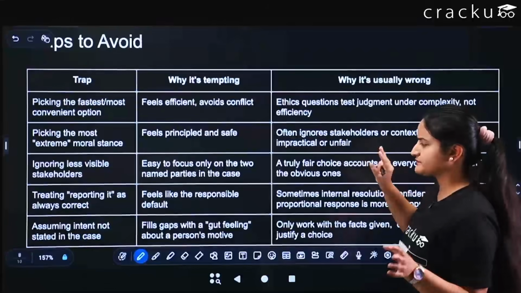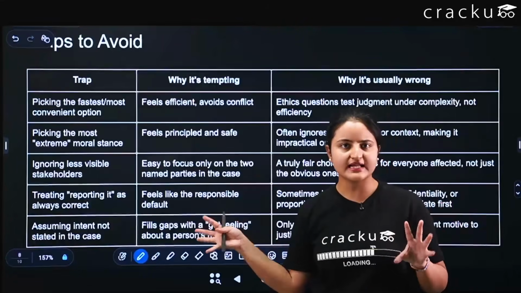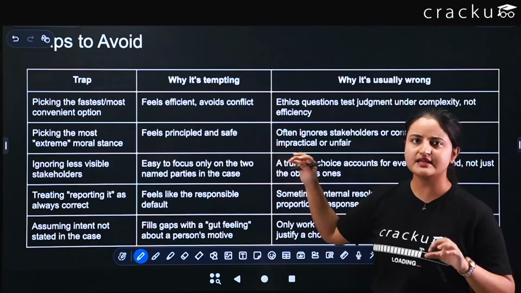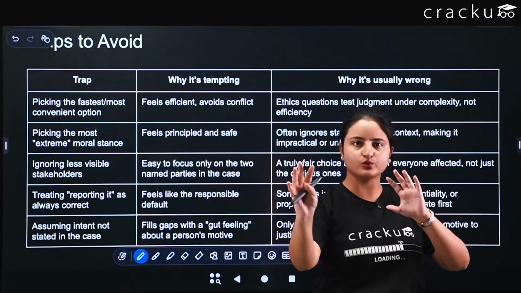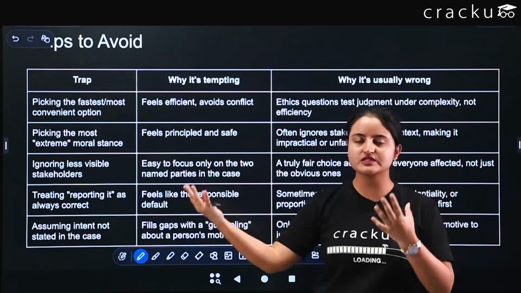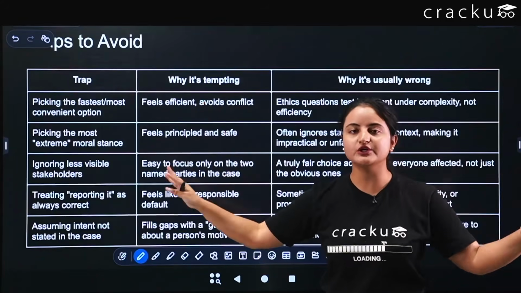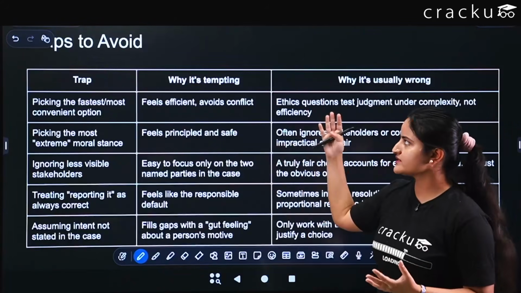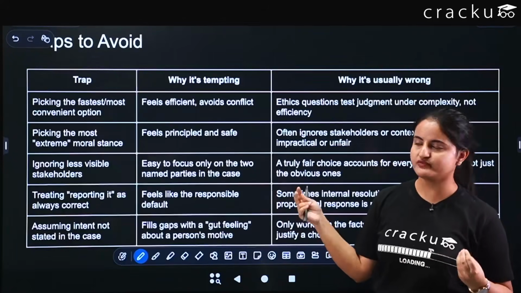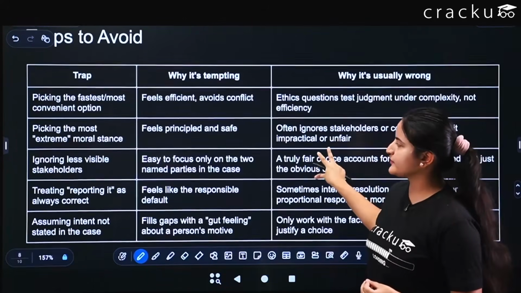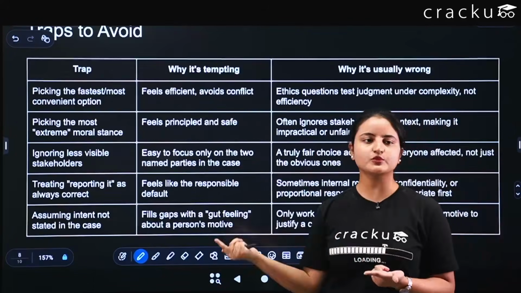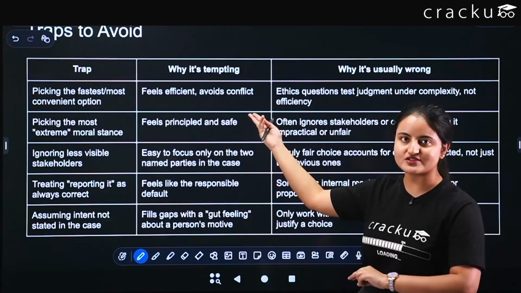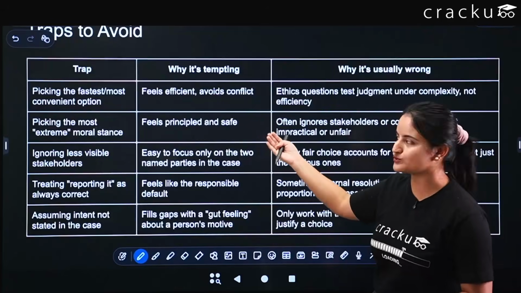Now again, these are some of the traps that I have listed, which could be there. So I'll just briefly discuss them. This is just to give you a preview of how things could be, and what you need to be prepared for and pay attention to. So you have to pay attention to traps, of course. First trap is picking the fastest or the most convenient option. They already gave in their instructions that this is not something that you should do.